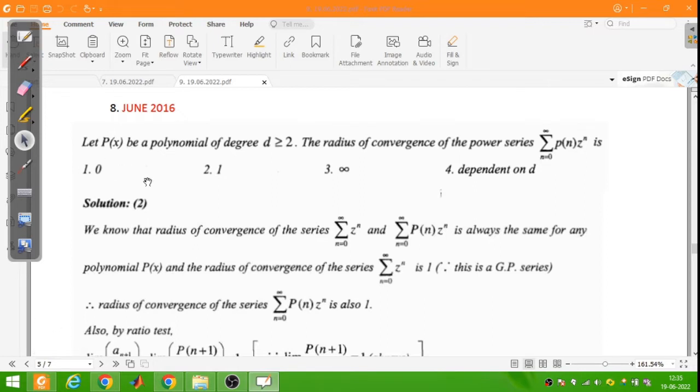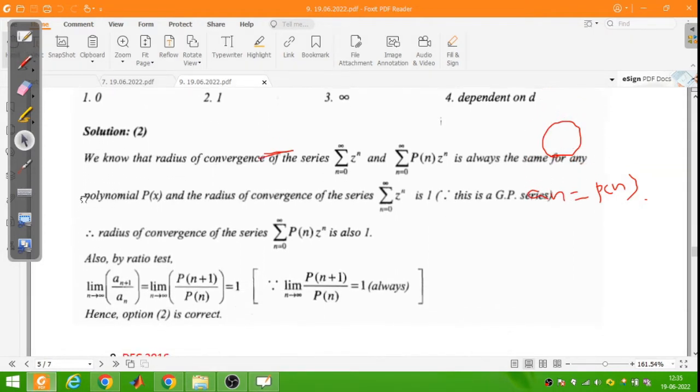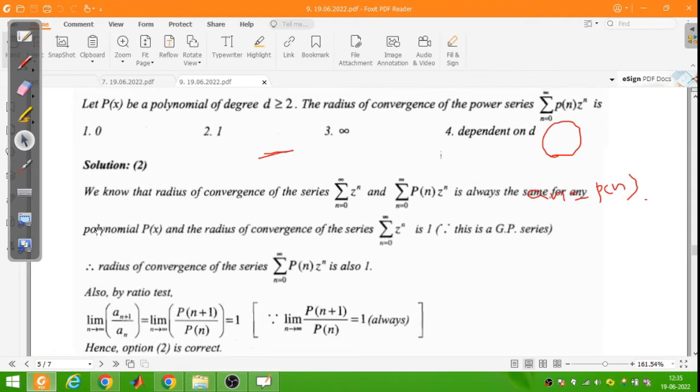Here p of x is a polynomial of degree greater than or equal to 2. In the last problem, the degree was greater than or equal to 1. Here the degree is greater than or equal to 2. The radius of convergence of the power series p(n) into z power n. So here a_n is nothing but p(n), any polynomial. Are you clear? Yes, sir.